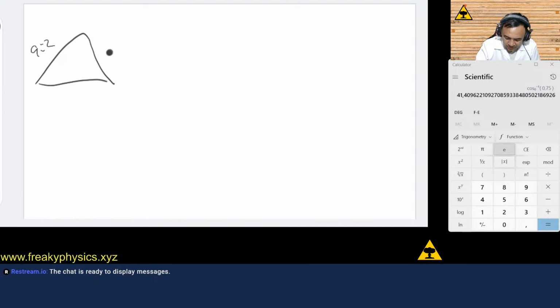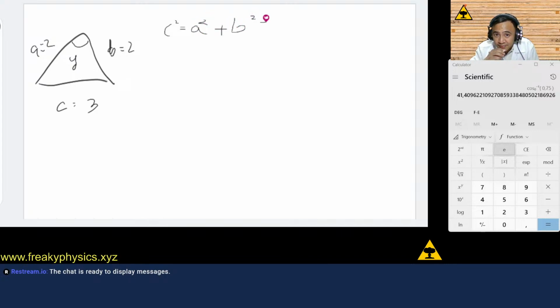This is a equals 2, this is b equals 2, and this is c equals 3. What is y? So we're trying to find y. It would be c squared equals a squared plus b squared minus 2ab, and then the cosine. Is it just times by a? Okay, so yes, it's just cosine y.